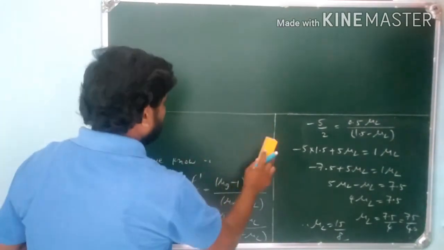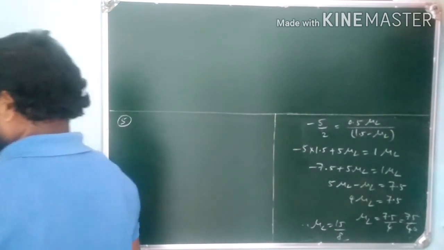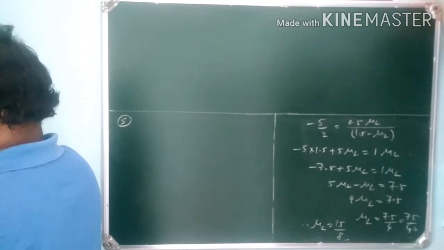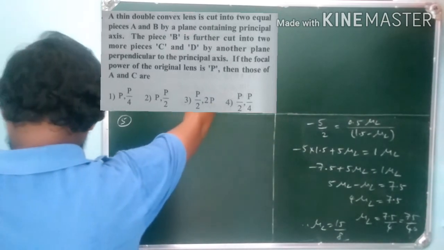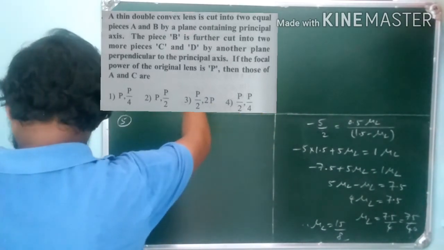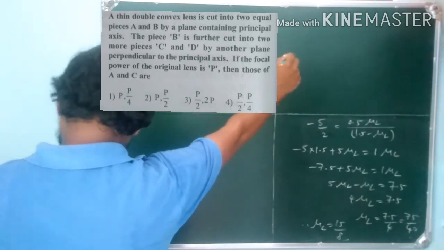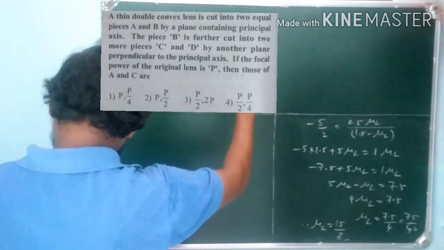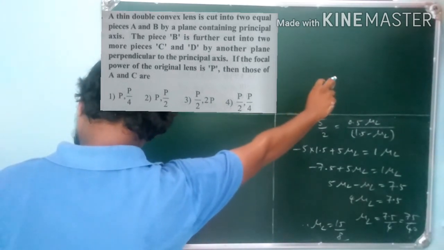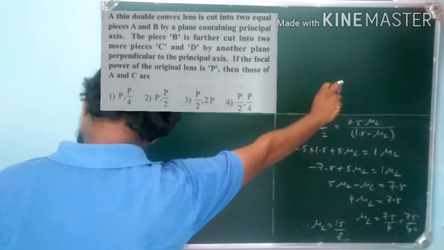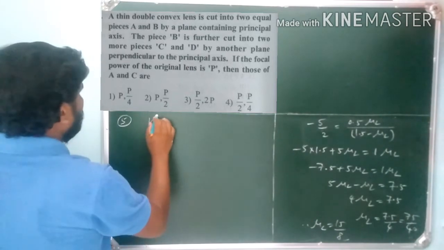Now next one, fifth problem. The problem is like this: a thin double convex lens is cut into two equal pieces A and B by a plane containing the principal axis. The piece B is further cut into two more pieces C and D by another plane perpendicular to the principal axis. If the focal power of the original lens is P, then those of A and C are. Okay.